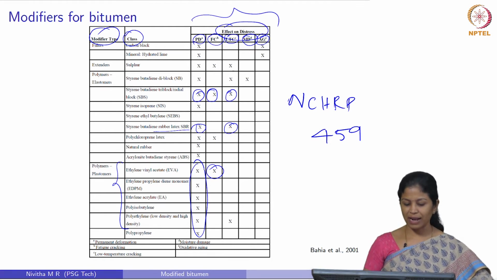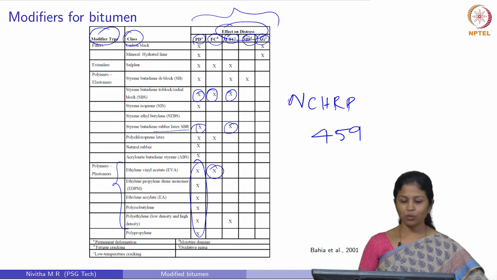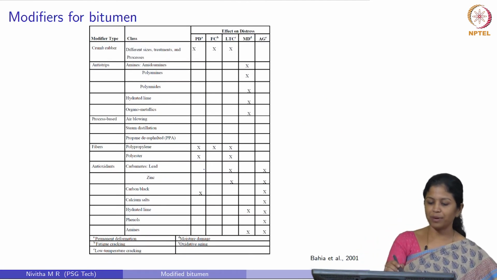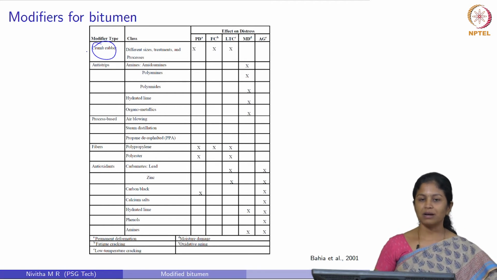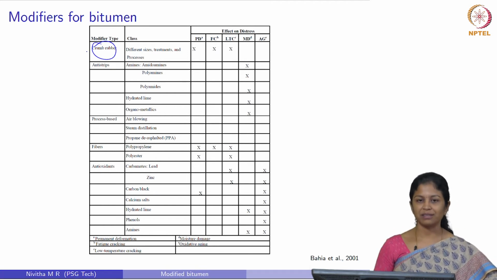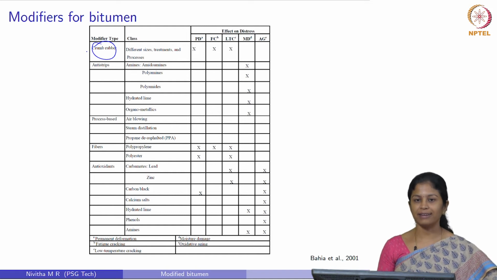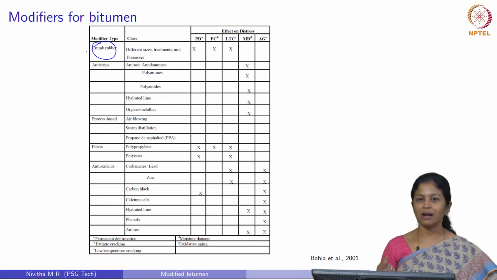So this is another class of modifiers. Let us move on to few other classes of modifiers, again crumb rubber, right. Crumb rubber comes from the scrap tires. So, we have these car tires, right, car truck tires which are disposed. So, the disposal of these tires cause a severe hazard to the environment.